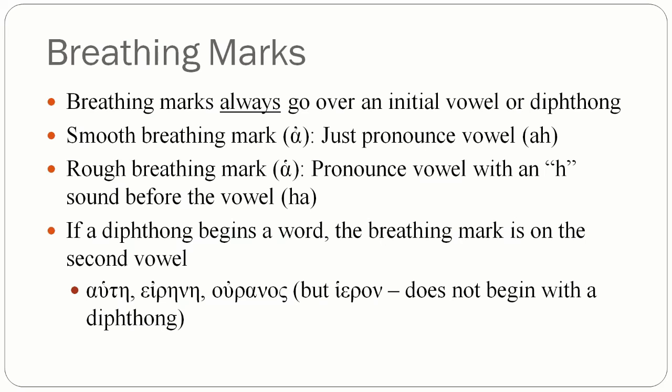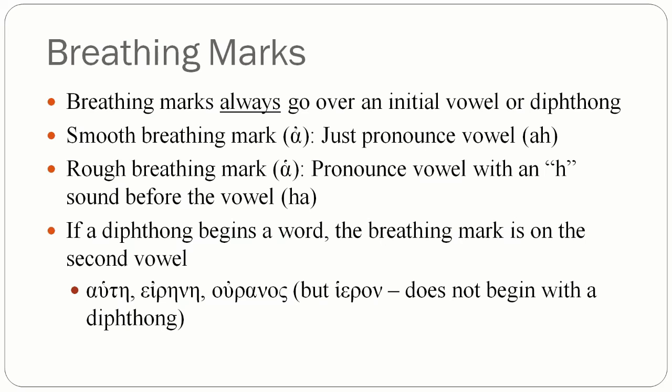And I've put some examples here. The first word there, alpha, upsilon, tau, eta. Notice this does start with a diphthong. Alpha, upsilon is a diphthong. And if you look closely on that one, this one has a rough breathing mark over the upsilon. So pronounce the diphthong, ow, but you pronounce an H in front of it because it's rough breathing, how. Okay, and so this word here is pronounced haute. And just in case you're curious, this word means this. Yeah, it's a word for this one, in Greek.